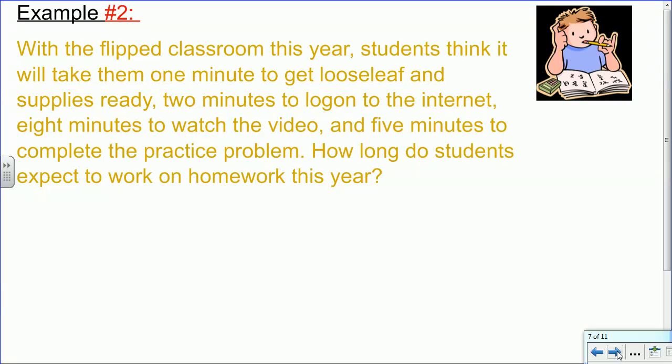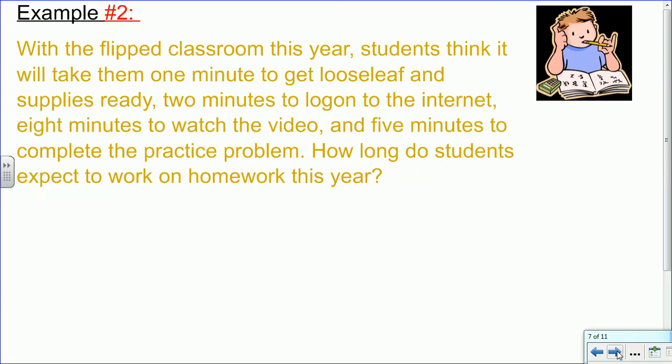And this one says, with a flipped classroom this year, students think it will take them 1 minute to get loose leaf and supplies ready, 2 minutes to log on to the internet, 8 minutes to watch the video, and 5 minutes to complete the practice problem. How long do students expect to work on homework this year?